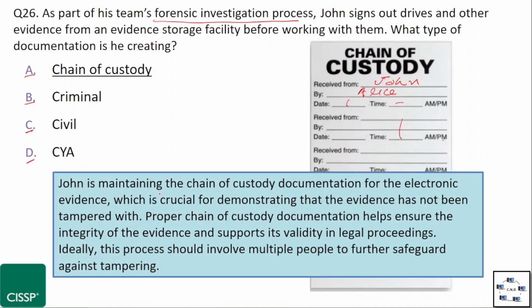The explanation is that John is maintaining the chain of custody documentation for the electronic evidence, which is crucial for demonstrating that the evidence has not been tampered with. Proper chain of custody documentation helps ensure the integrity of the evidence and supports its validity in legal proceedings. Ideally, this process should involve multiple people to further safeguard against tampering.